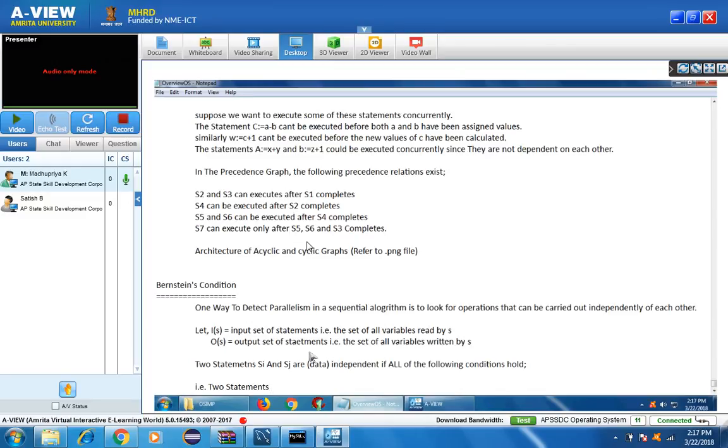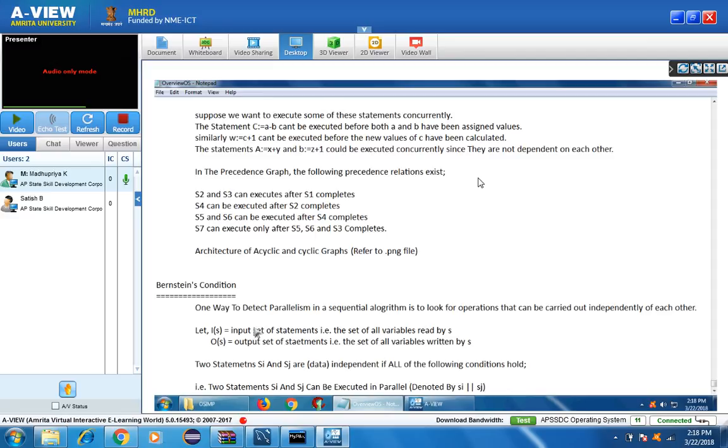Based on that, we'll be seeing how this parallelism will work, right? Here, two statements Si and Sj can be executed in parallel, denoted by Si, two pipe symbols, and Sj. Parallel execution it is.